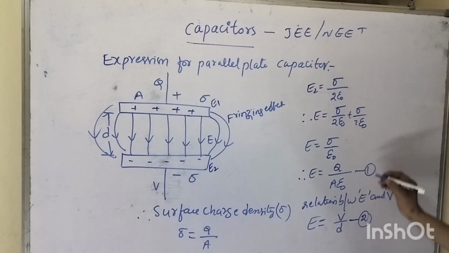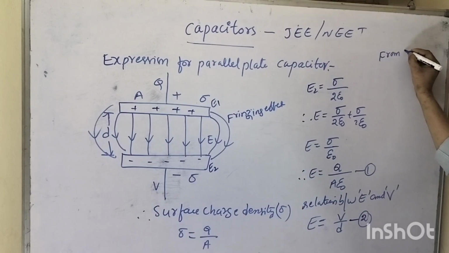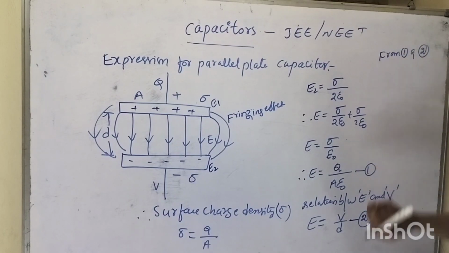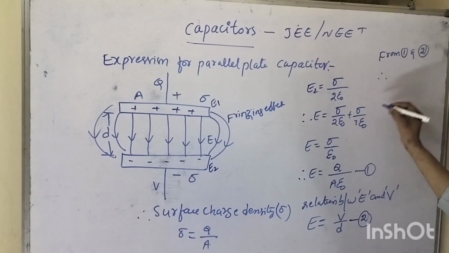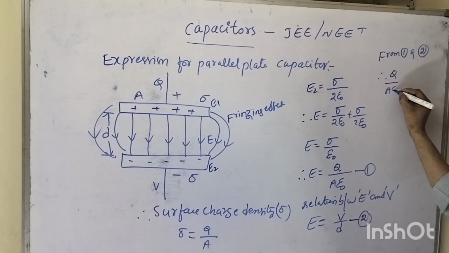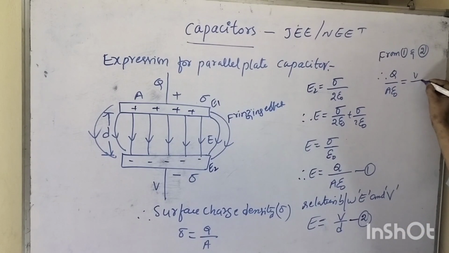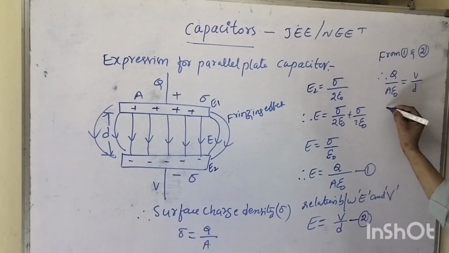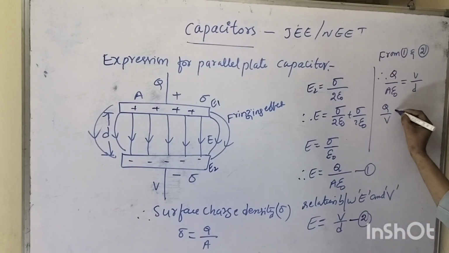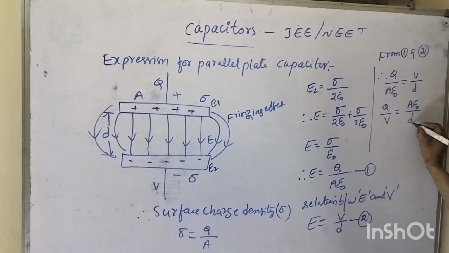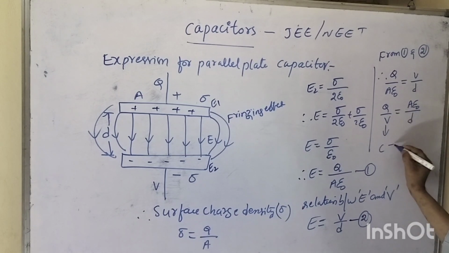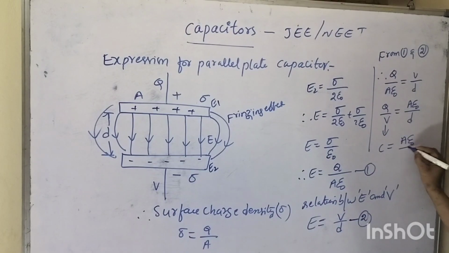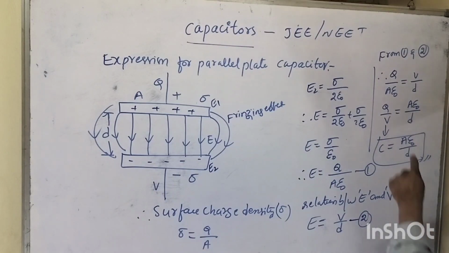Now from equation 1 and equation 2, what do we get? Q by A epsilon naught is equal to V by D, so Q by V is equal to A epsilon naught by D. Here Q by V means capacitance C. C is equal to A epsilon naught by D. This is the expression for the parallel plate capacitor.